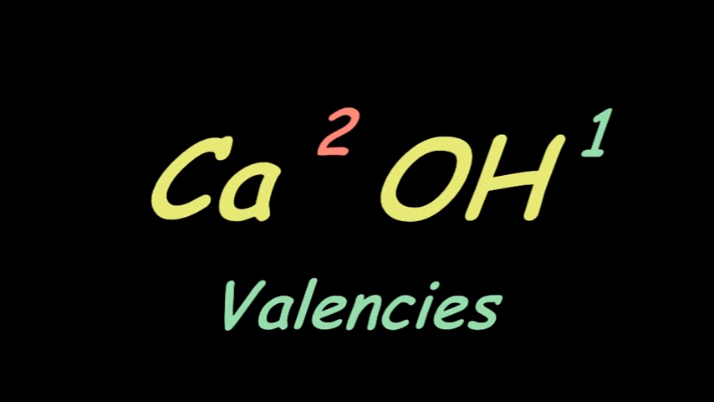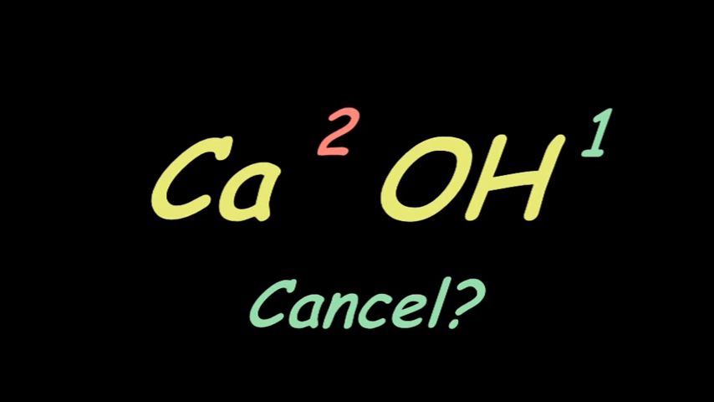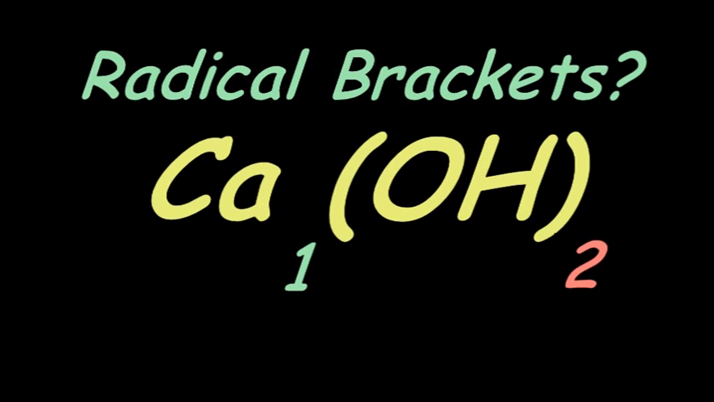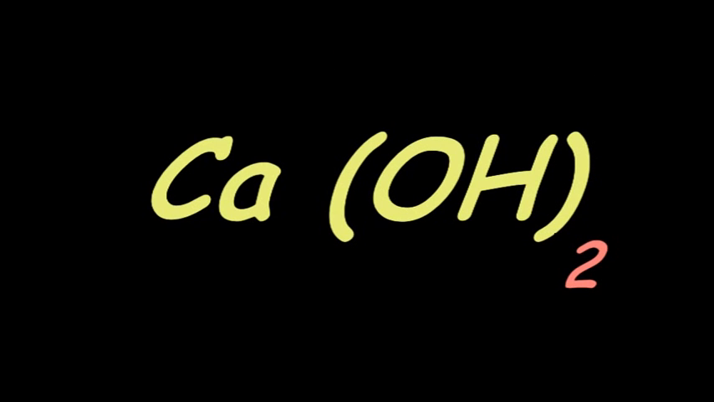Step 1. Write the formula with the valencies at the top. Step 2. Cancel. There is no number that we can divide by. Step 3. Cross the numbers over. Step 4. Radicals. We bracket this radical because it has a 2 brought down. If it was a 1, we would leave out the brackets around the radical. We now rub out the working. It has 1 calcium, 2 oxygens and 2 hydrogens.